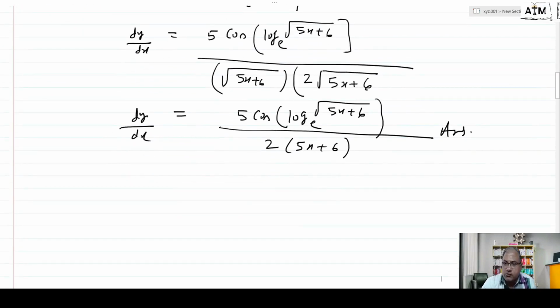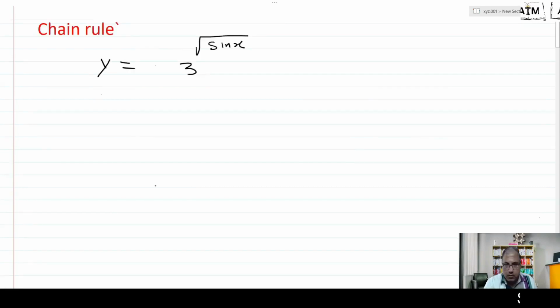dy by dx equals 5 cos of log of root of 5x plus 6 to the base e upon 2 into 5x plus 6. Let us move to the other type of problems.